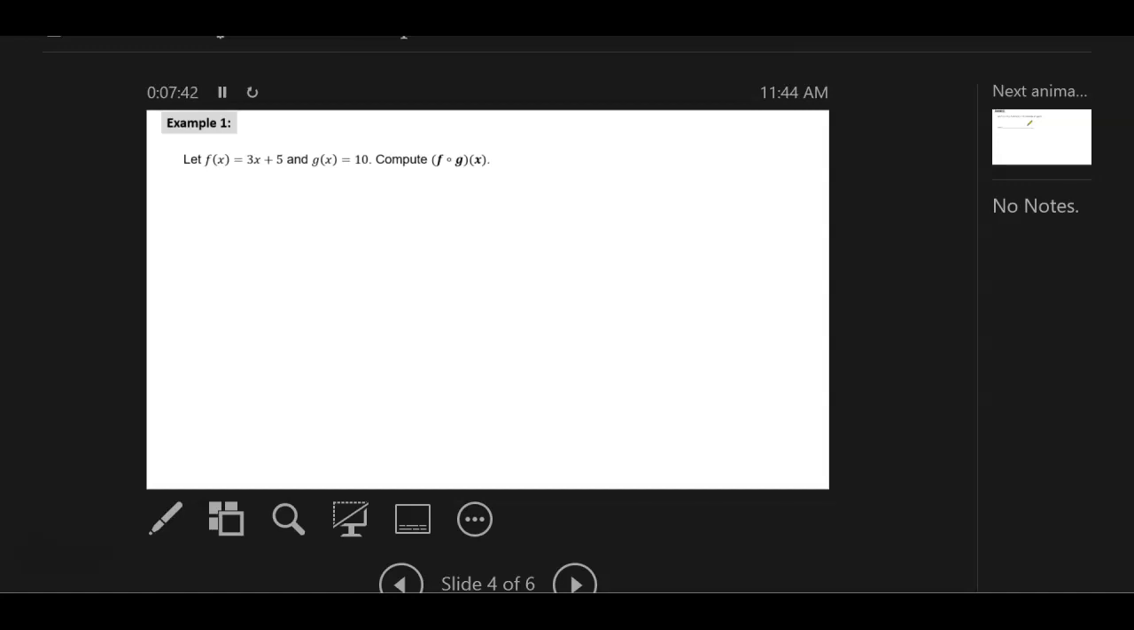Copy the outside function. Which one's outside, f or g? f, okay? f is on the outside, g is going into f. So the one on the left is my outside function. Go ahead and write down your f of x equals 3x plus 5. That's your first step. You might want to write small because you're going to end up writing some steps below it.